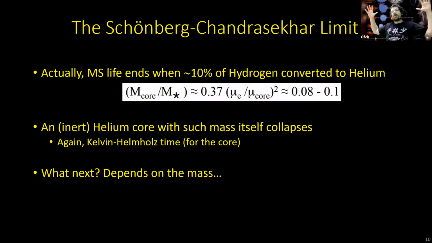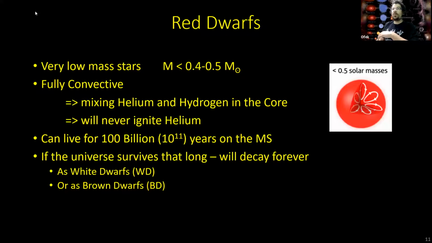So the protostar took a Kelvin-Helmholtz time to collapse until it heated up enough to ignite hydrogen. Hydrogen ran out, you have a core of helium. Now the helium core can collapse again with a new Kelvin-Helmholtz time, not the same one. Now it will be the one appropriate for the new composition, the new mass, and the new radius. But now it will undergo a second phase of collapse. And the question is, what will that collapse lead to? And as always in stellar evolution, the answer will depend on the mass. So first we have red dwarfs.